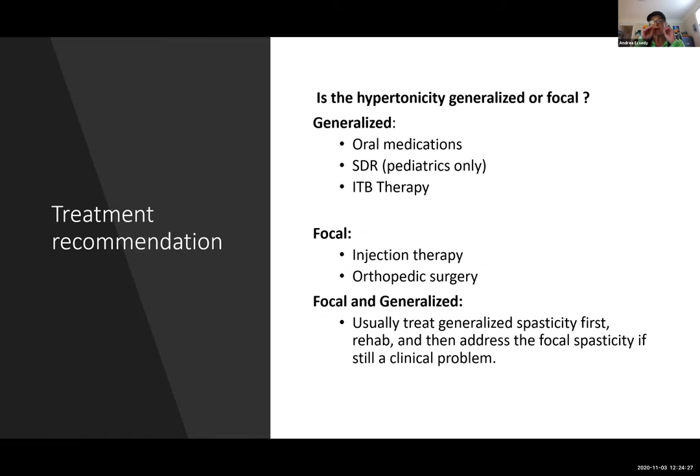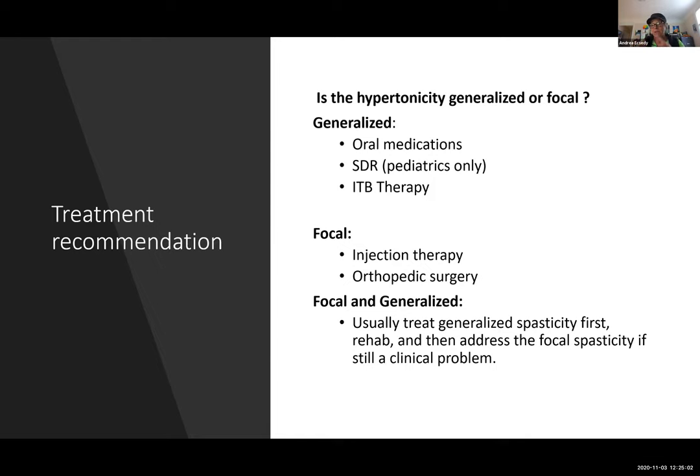All right, so let's talk about treatment recommendations. So remember, if the hypertonicity is generalized or focal, if it's generalized, remember that thing we looked at, oral medications, the SDR for pediatrics only, and ITB therapy. If it's a focal problem, injection therapies or orthopedic surgery, these are options. And if it's a focal and a generalized problem, it's not uncommon that they may do something like ITB, and then they might do a surgical intervention. So they might piggyback it, but you will always address the generalized one first.